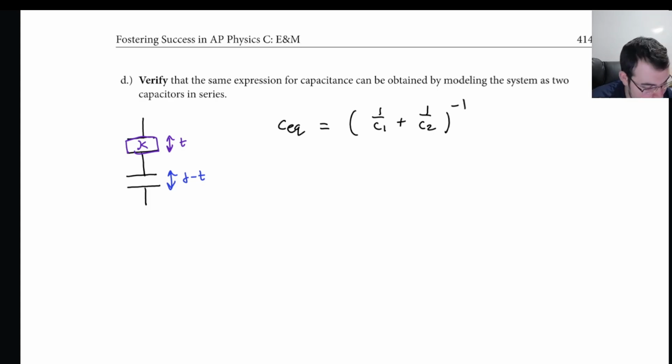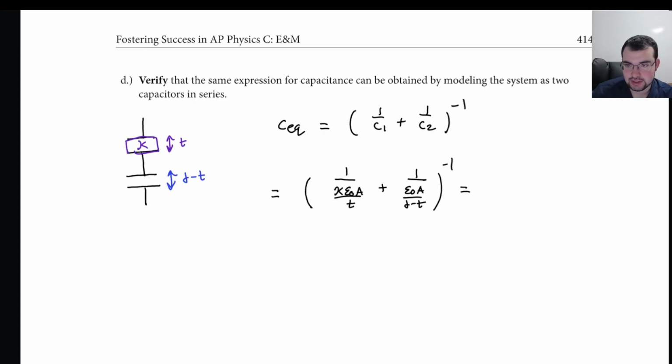And this is where it becomes a problem. Equivalent capacitance: I do 1 divided by my dielectric slab capacitance, which is kappa epsilon naught A over T, and then my air capacitor capacitance is epsilon naught A over D minus T.